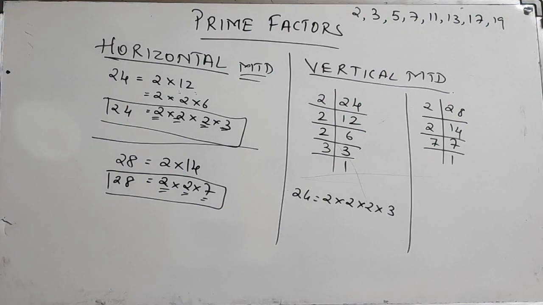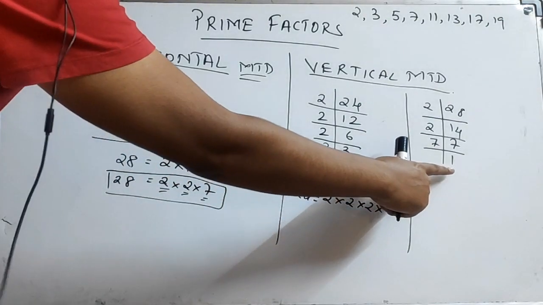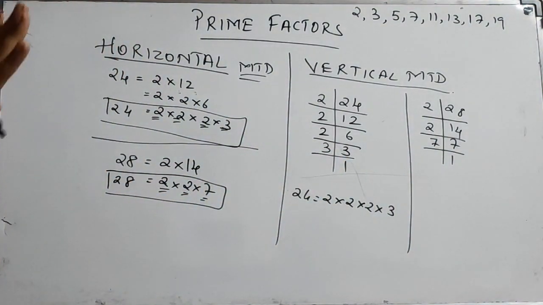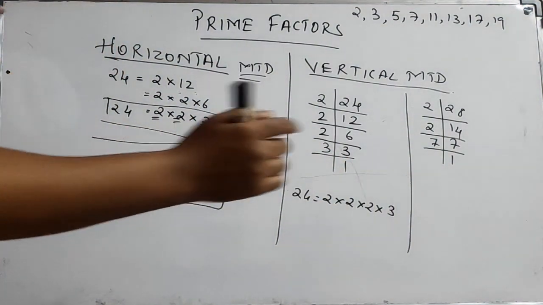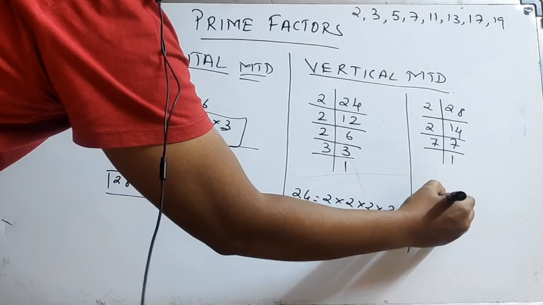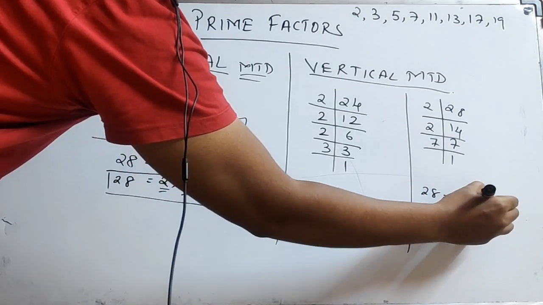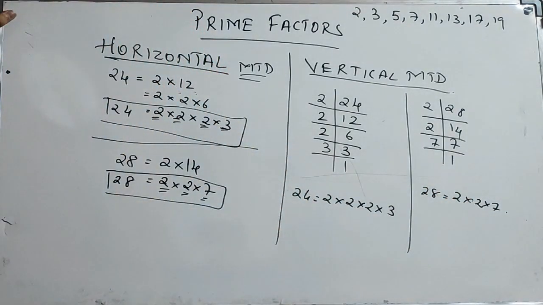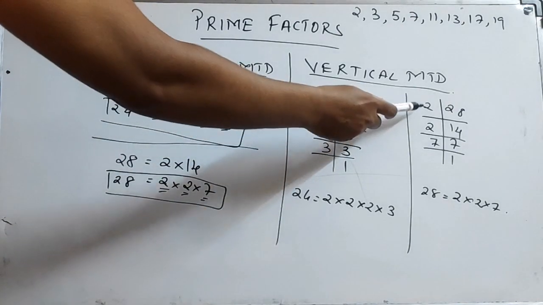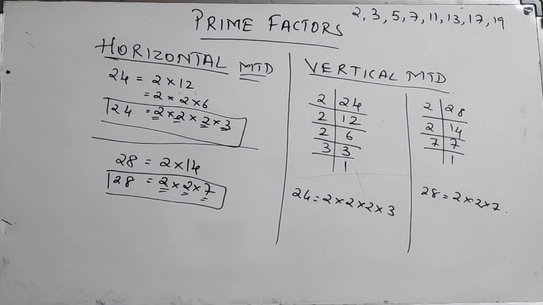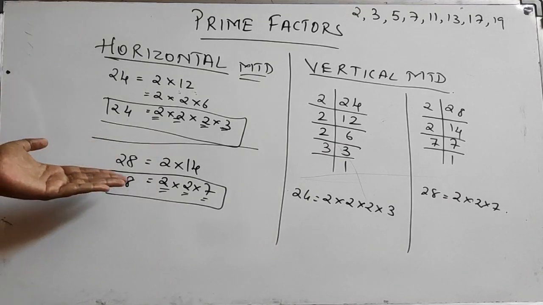So students, again you have reached 1. So this means you have done your factorization. So 28 can be written as 2 into 2 into 7. So we have only the prime numbers used for factors. Understood? This is how you find out prime factors by the horizontal method.